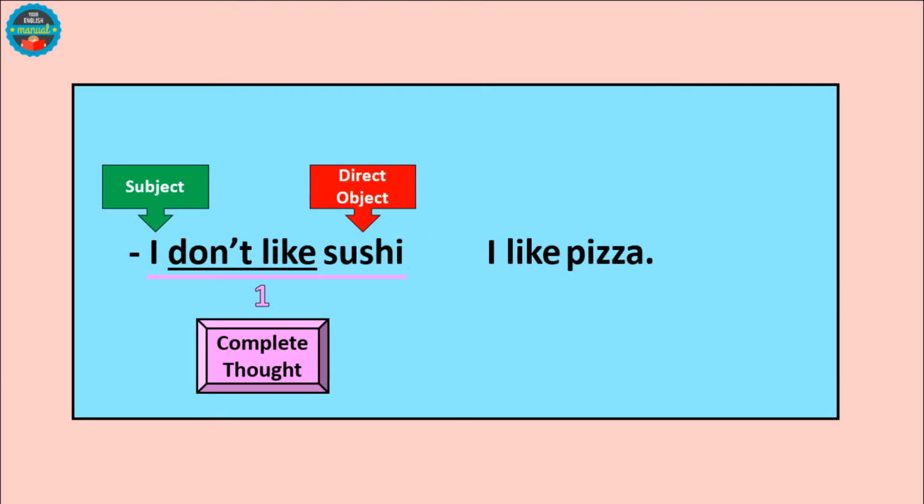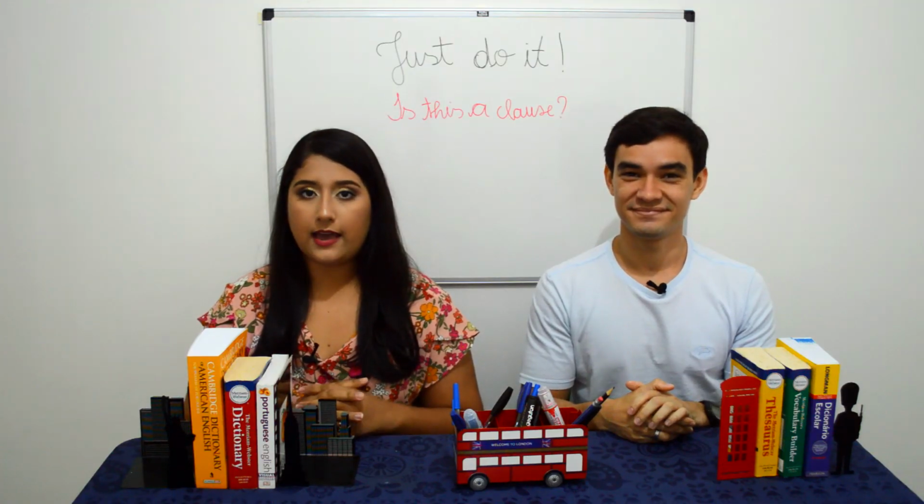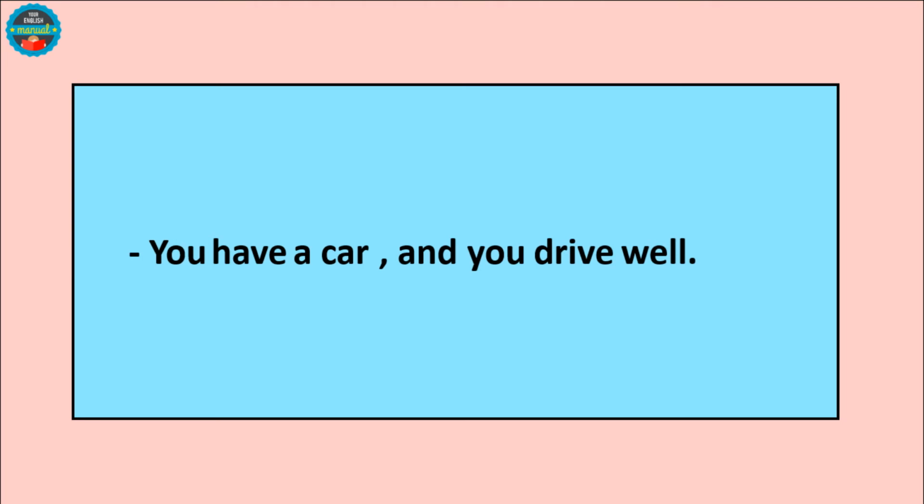And the second one is, "I like pizza." The verb is to like, the subject is I, and it expresses a complete thought. These two clauses are connected by the word but. The two clauses work isolated, so they can even have different verbs. For example, "You have a car and you drive well." We have two clauses. The first one is, "You have a car." The verb is to have.